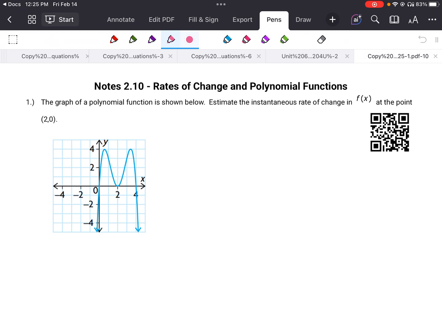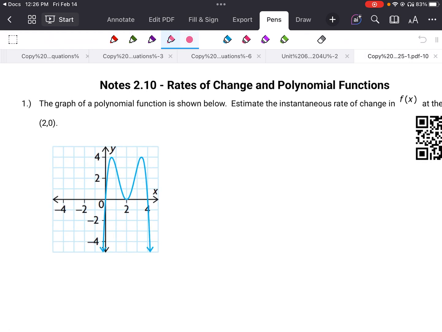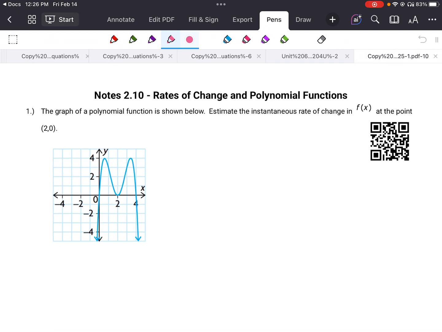Hello there. We're on to the last lesson of our second unit, and like most of our units, we'll be ending with the rates of change. The graph of a polynomial function is shown below. Estimate the instantaneous rate of change in the function at the point (2, 0).